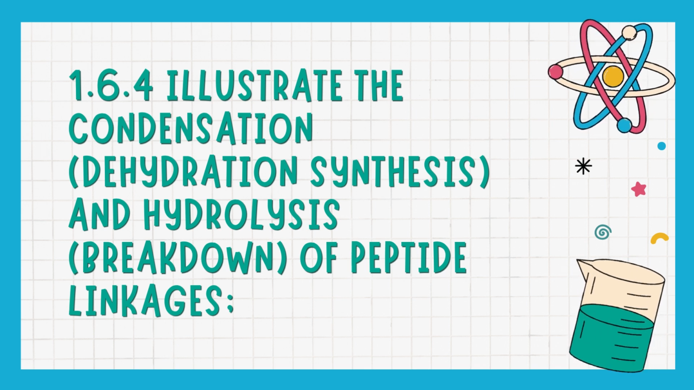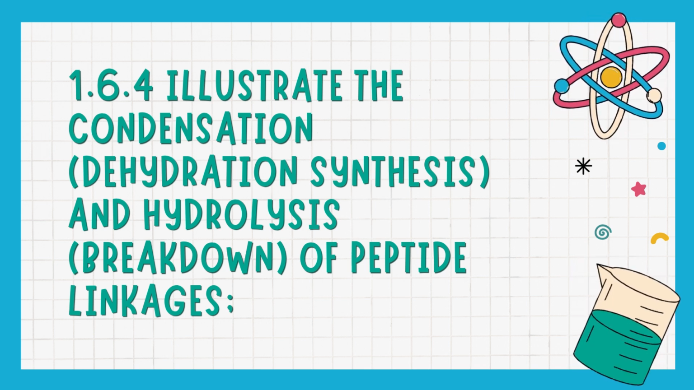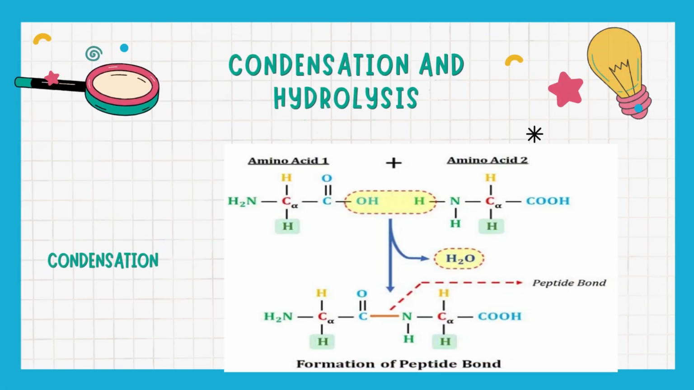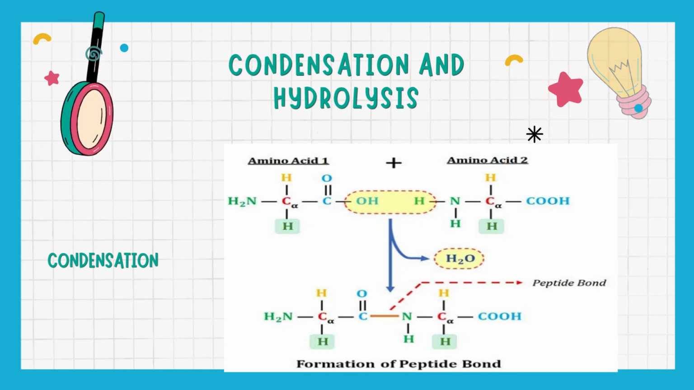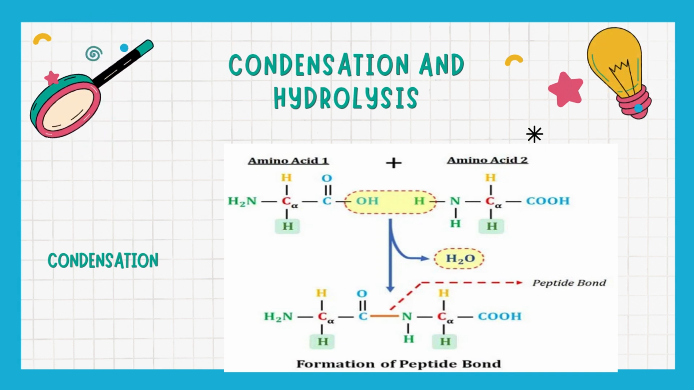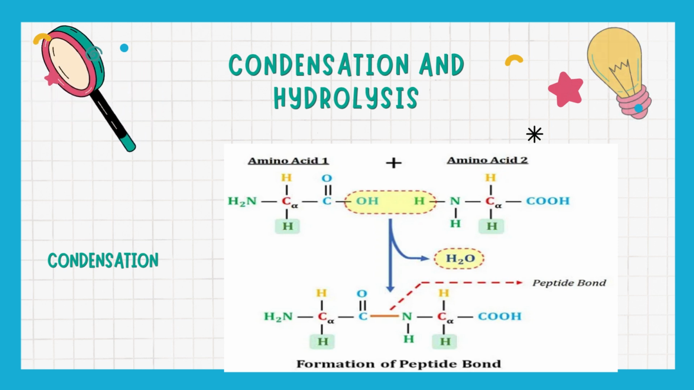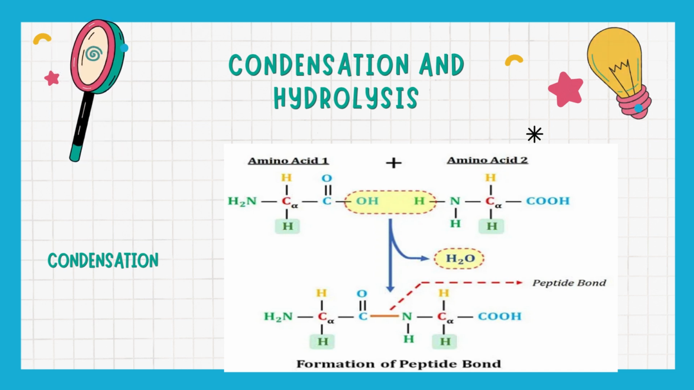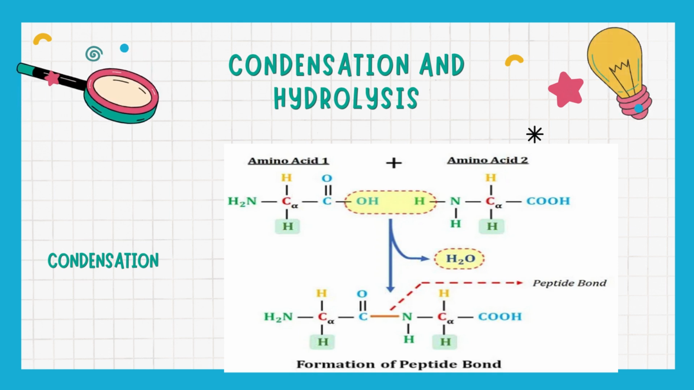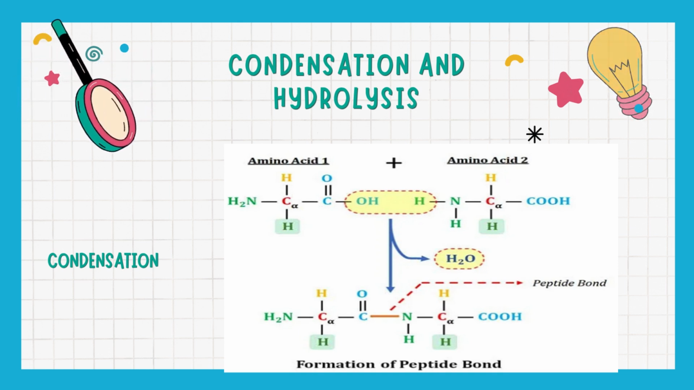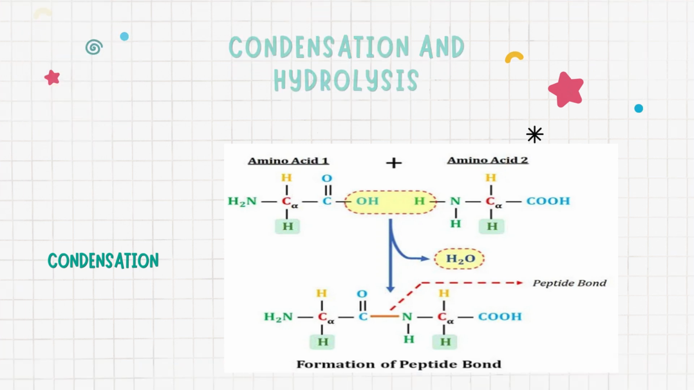Next, we will illustrate the condensation (dehydration synthesis) and hydrolysis (breakdown) of peptide linkages. When amino acids link together to form proteins, they undergo condensation reactions, also called dehydration synthesis. In this process, the carboxyl group of one amino acid reacts with the amino group of another, releasing a water molecule as a byproduct. A strong peptide bond is formed, creating a dipeptide. Repeated over and over, this reaction builds polypeptide chains, the backbone of proteins. This assembly requires energy, ATP, and is often facilitated by enzymes, like those in ribosomes.